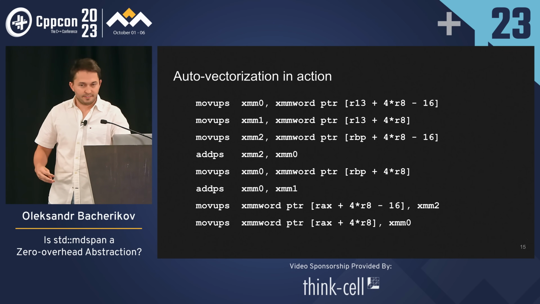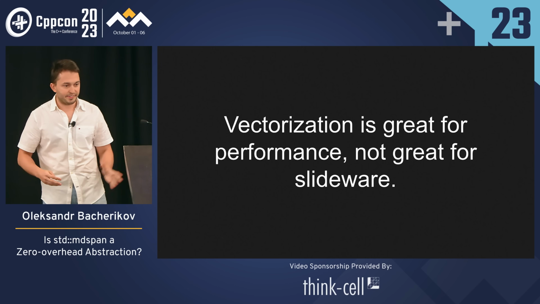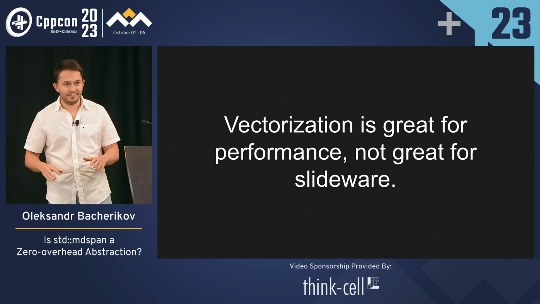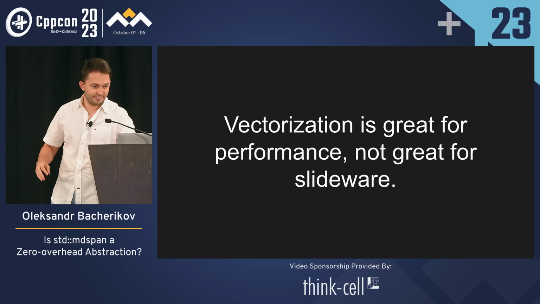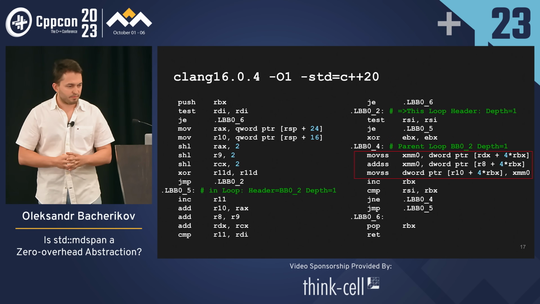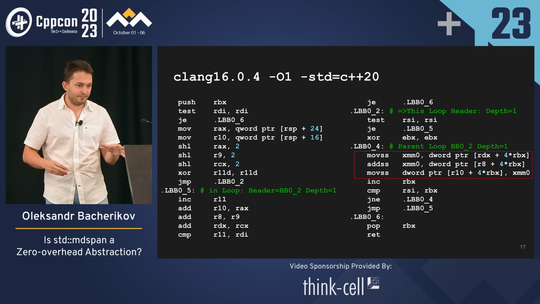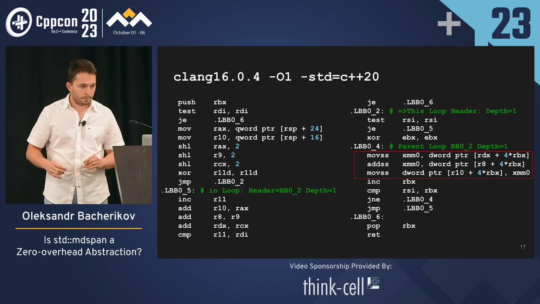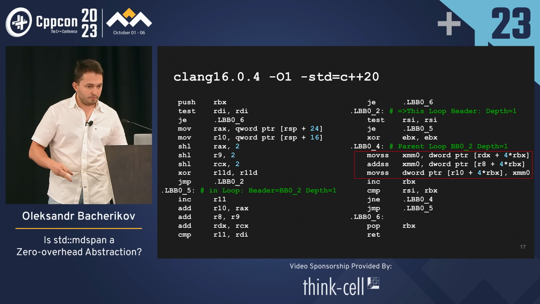OK, so vectorization is great for performance, but not great for slideware, definitely. So from now on, let's move to O1 land, and let's recompile the same code. So, OK, this looks like something reasonable to work with. Looks like it still has some vectorized piece, but it's small enough. So we'll take this as the baseline.